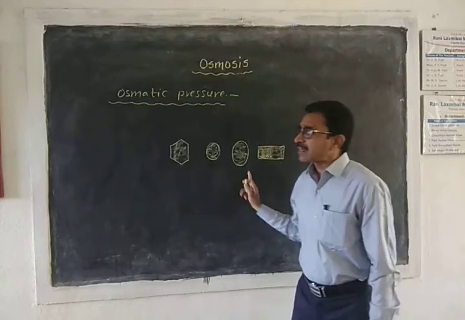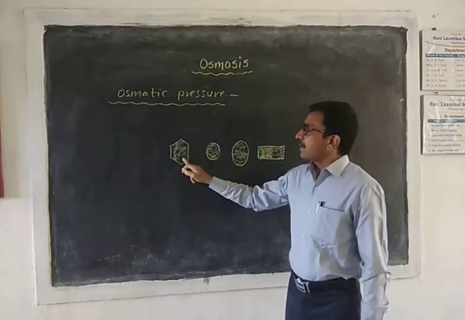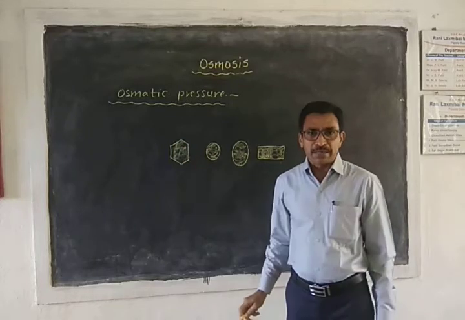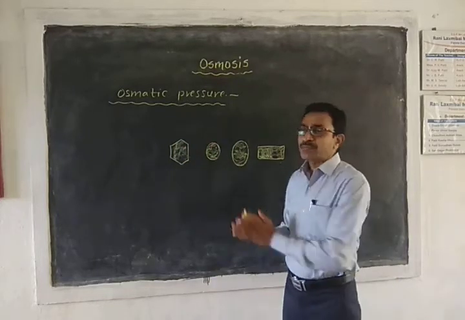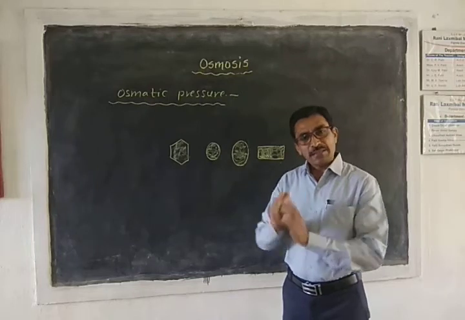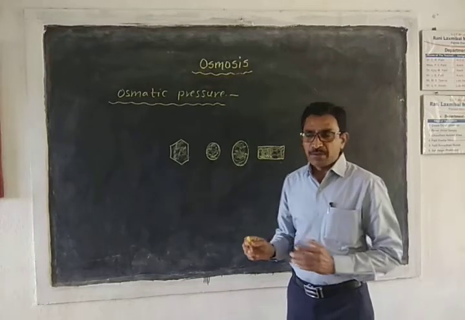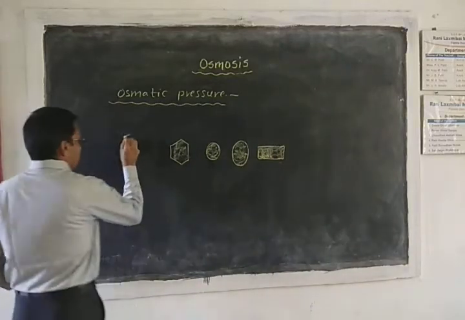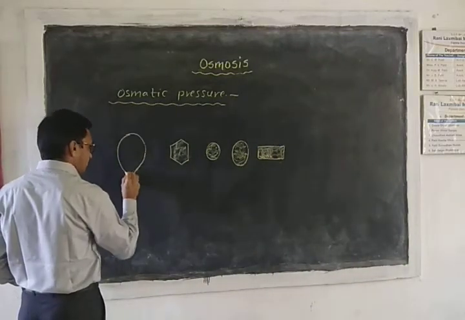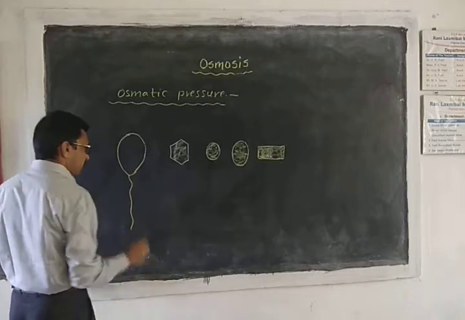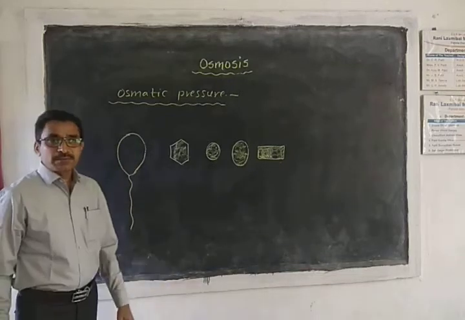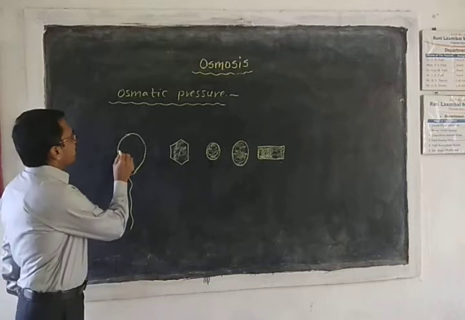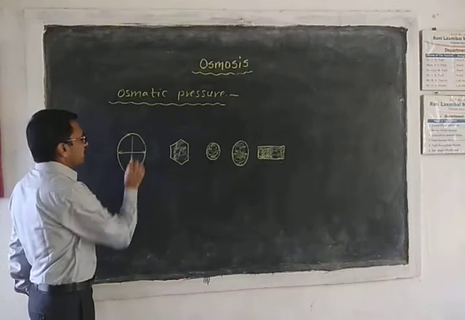आता या प्रत्येक सेलला आकार आहे. का आकार आहे? कारण ह्या सेल्स मध्ये काय भरलेलं आहे? सायटोप्लाझम भरलेलं आहे. Because of the presence of cytoplasm, the cell has a particular shape. For example, a balloon. See, this is a balloon. This balloon has a particular shape because of the presence of air in the balloon.